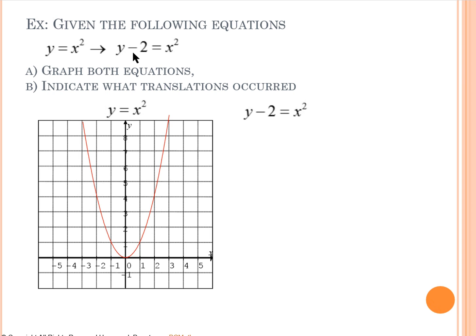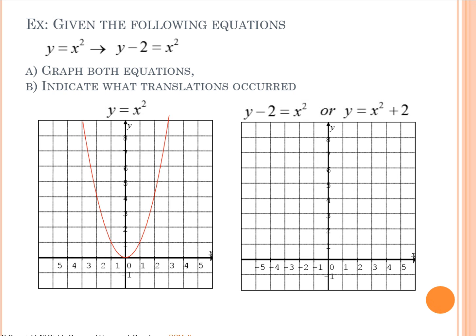Now let's take a look at this y minus 2 equals x squared function here. So let's put up a grid. And once again, sometimes you might see y minus 2 equals x squared, or you might see y equals x squared plus 2. These two functions, although they look different, are exactly the same. If you bring the minus 2 across the equal sign, then we simply change the minus to a plus. There's my grid.